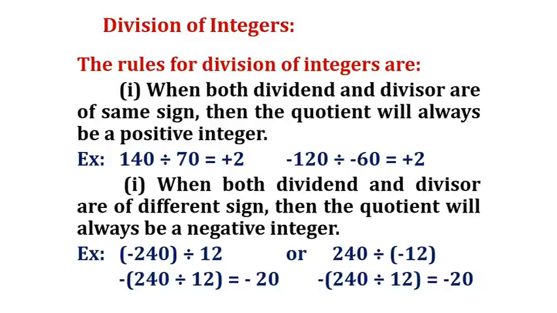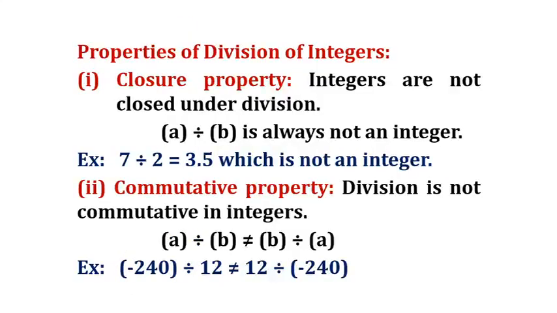So these two are the very important rules you have to remember. Next, properties of division of integers. Here also we are going to learn the same properties. The first one is the closure property. Integers are not closed under division because there is no need to get an integer after division.